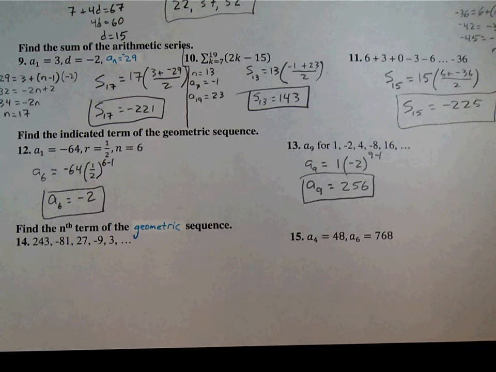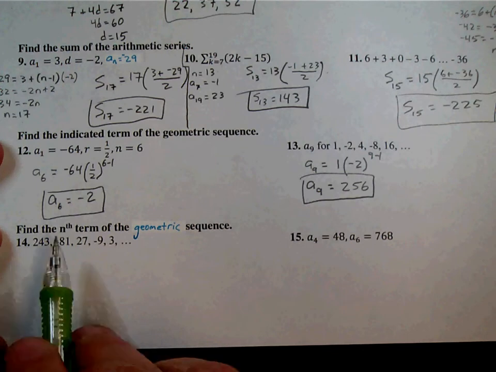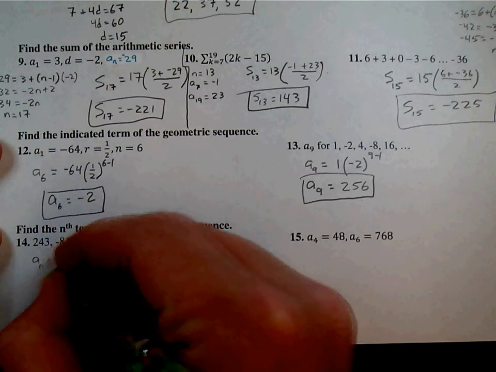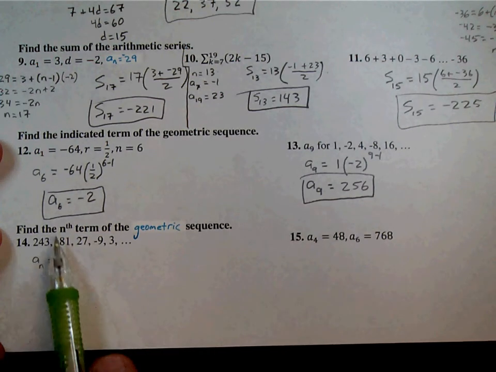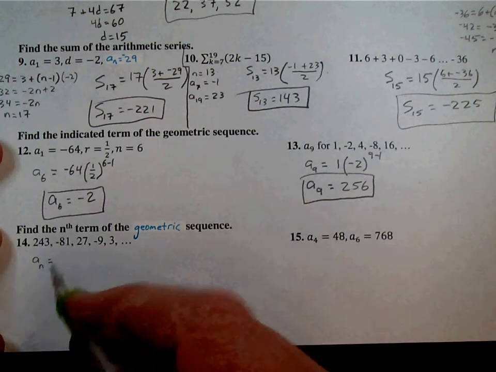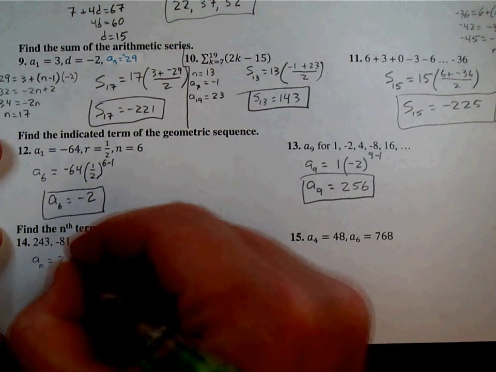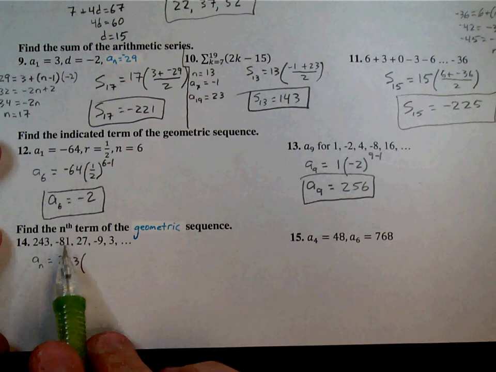All right, so now we've got, looking for the nth term. So it's similar, and I don't like the instructions here. It should have said find the rule or the equation for the nth term, so find a sub n. We don't actually plug it in, we just write the equation. So our first term, 243, times r. We need to figure out what r is.